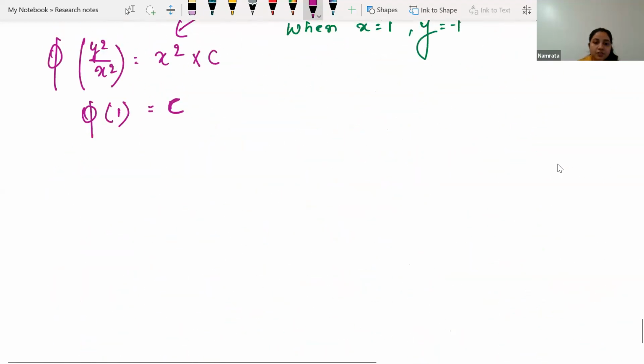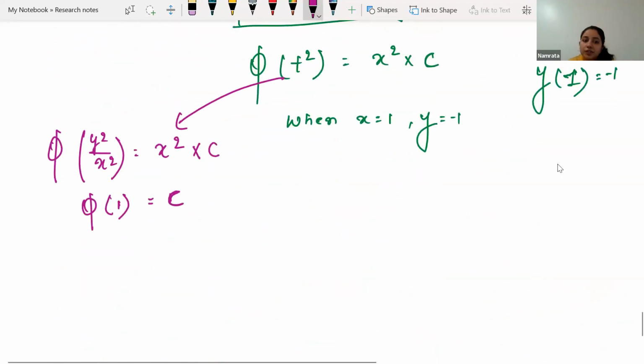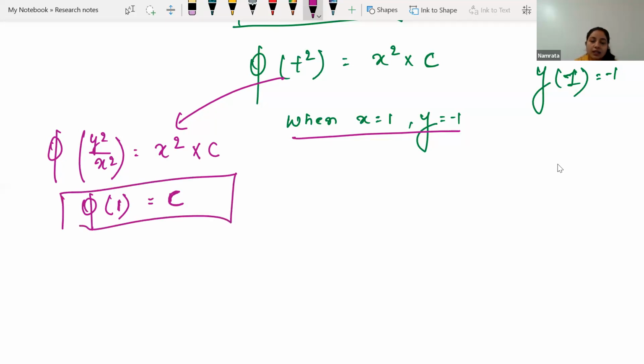Okay, let's proceed from here. T square we were having, we have taken 1 over here. Initially we took t as y by x, so here we are just substituting it back. Back substitution we are doing, and we are writing the t. After that, we can use the given condition. When x is 1, then y is negative 1. Negative 1 square becomes positive 1. So we are getting c is equal to phi of 1. Okay, let's keep it in hand.